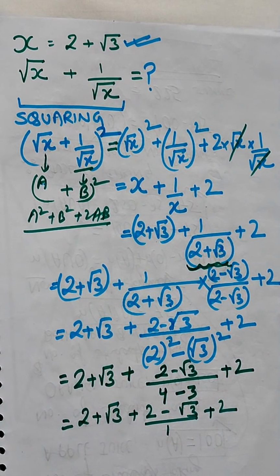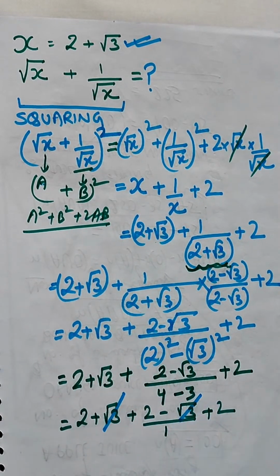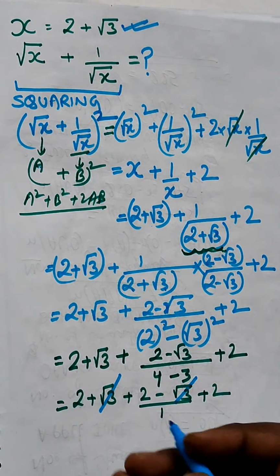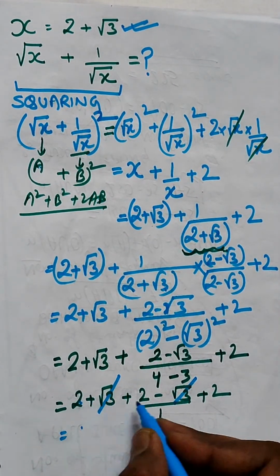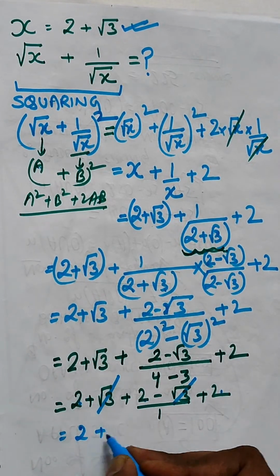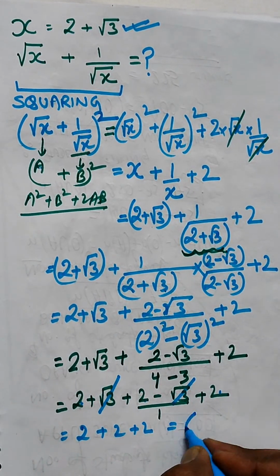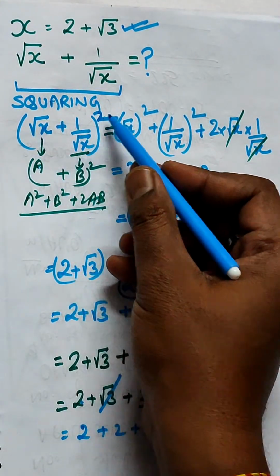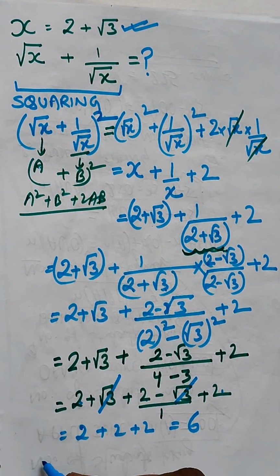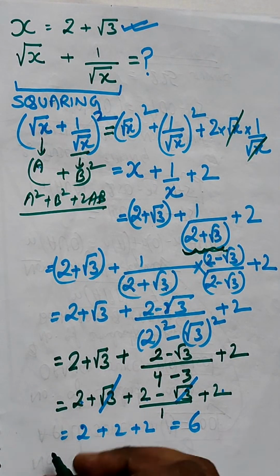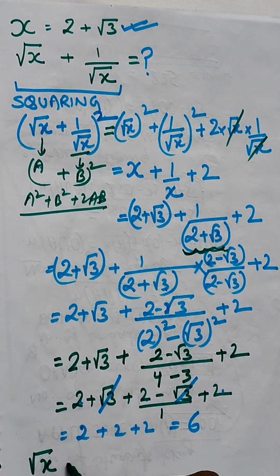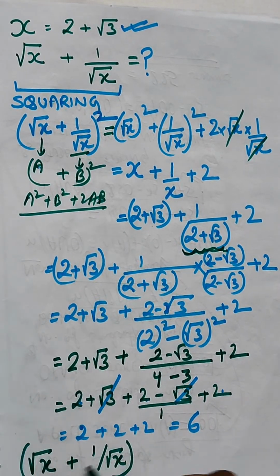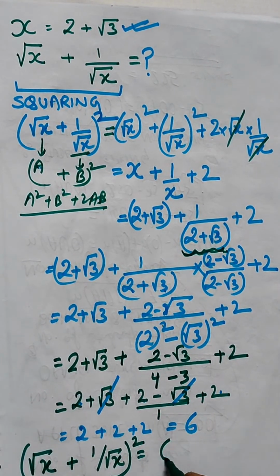Here you can see this root 3 and this root 3 will be cancelled out. And we are left with 2 plus 2 plus 2, which is equal to 6. So we can say that the value of root x plus 1 by root x whole square is 6. So I'm writing it over here: root x plus 1 by root x whole square, its value is 6.